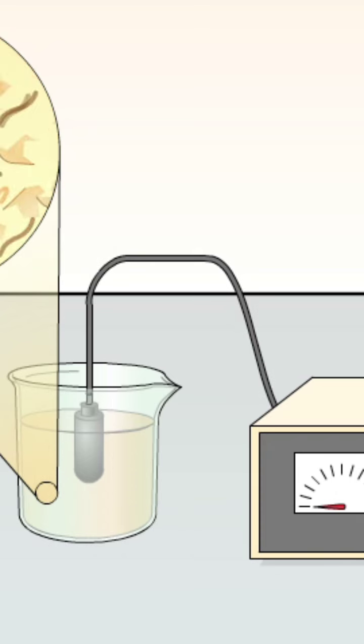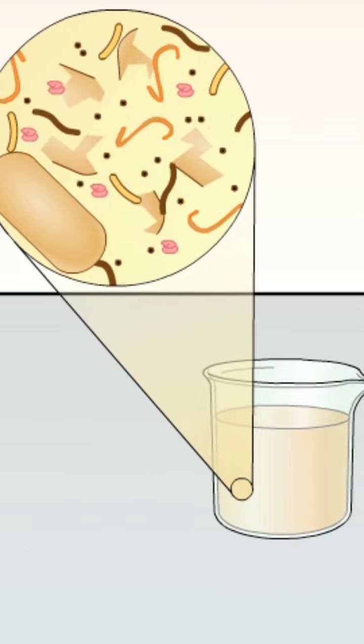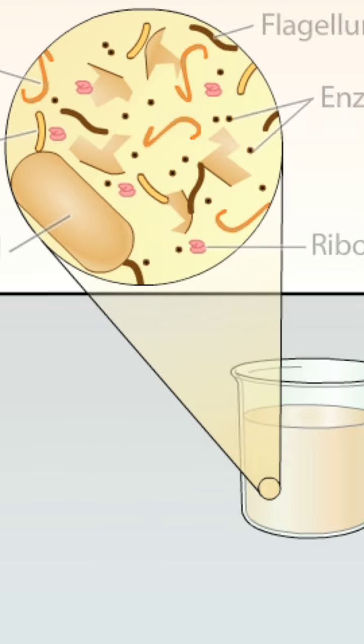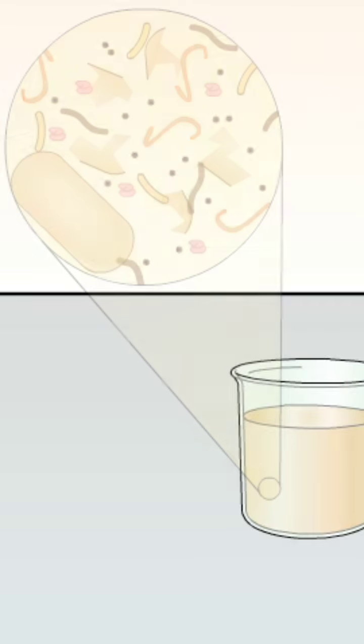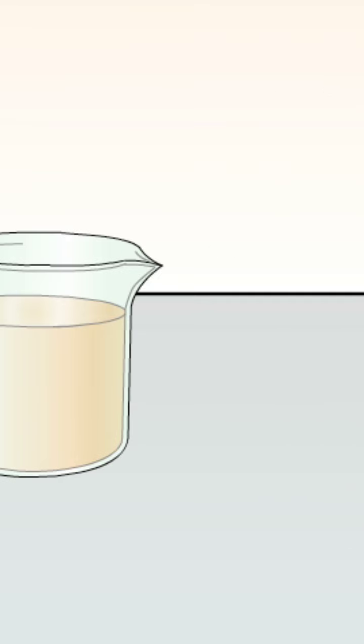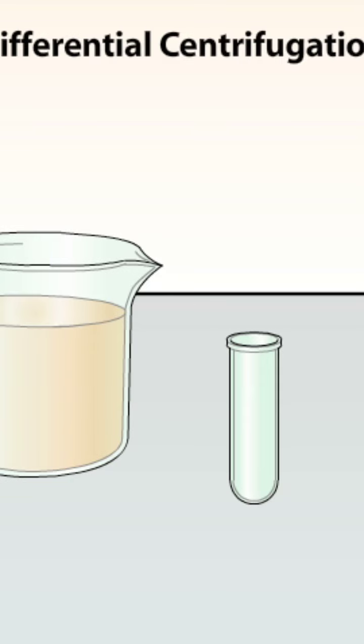The contents of the cells spill out into the medium, creating a complex suspension of molecules and fragments. The mixture includes unbroken cells, pieces of cell walls, cell membranes, and proteins such as enzymes. There are two common centrifugation strategies for separating the bacterial components. One is called differential centrifugation.